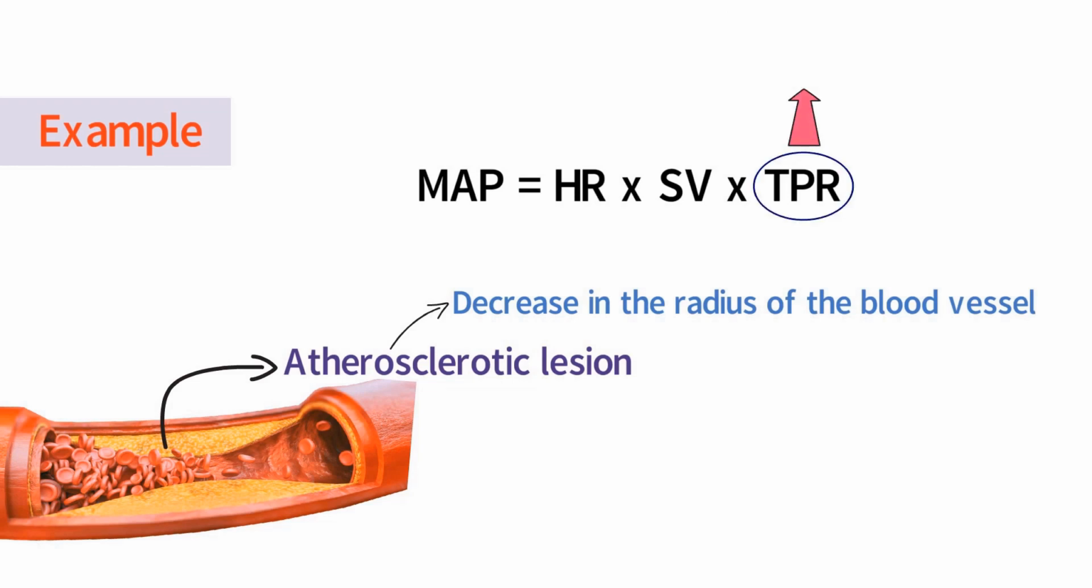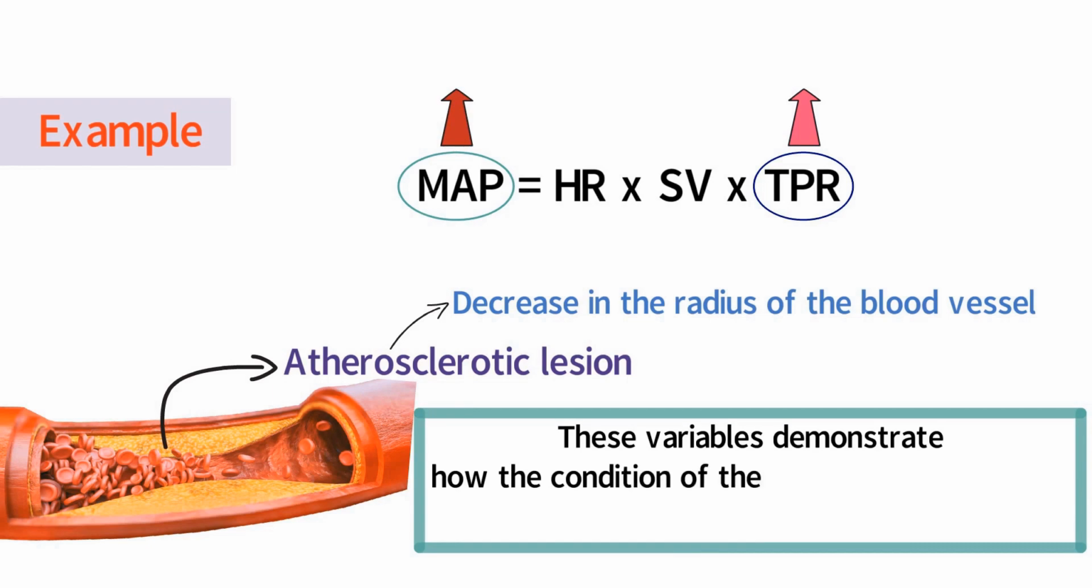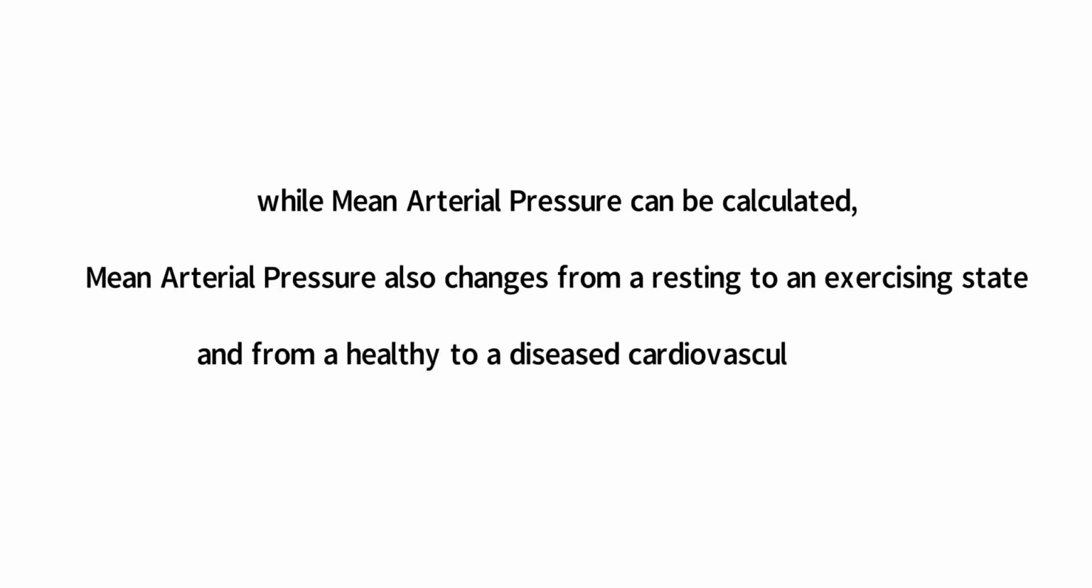For more information on atherosclerosis, see the video on atherosclerosis on this channel. By increasing the total peripheral resistance, mean arterial pressure increases. These variables demonstrate how the condition of the cardiovascular system regulates mean arterial pressure. Thus, while mean arterial pressure can be calculated, mean arterial pressure also changes from a resting to an exercising state, and from a healthy to a diseased cardiovascular system.